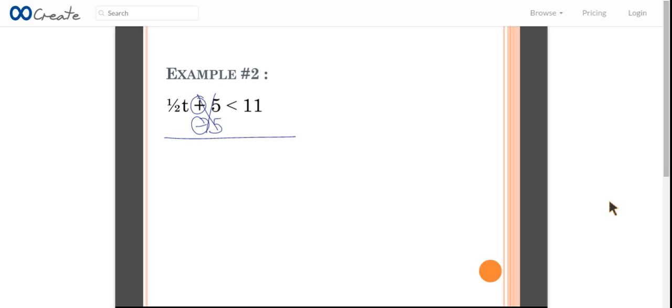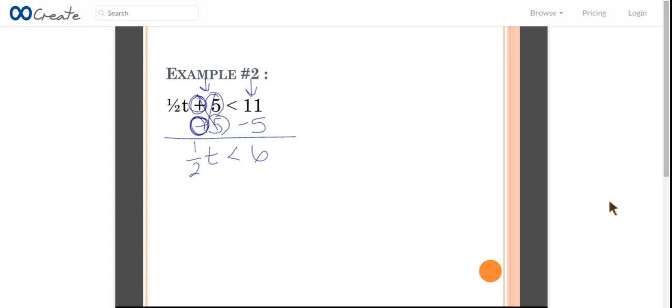So really when I'm thinking about this, I can take this number and write it right here, and then this is the opposite operation of this. But what I do to this side, I have to do to this side. So since I subtracted 5 on the left, I have to subtract 5 on the right, and that leaves me 6. So 1/2 times t is less than 6. So I have 1/2 times some number is less than 6.